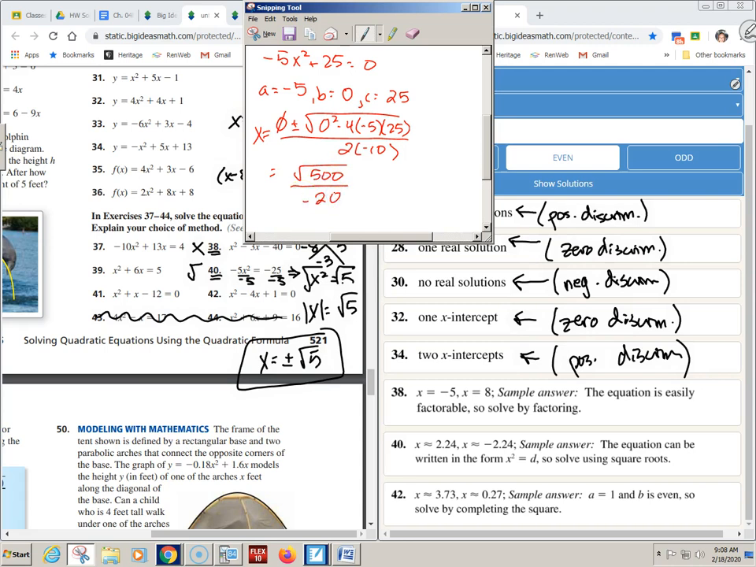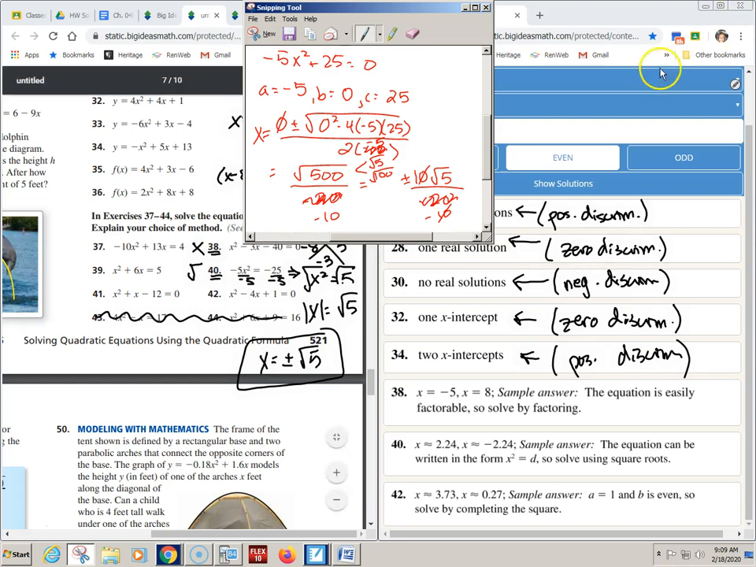It would take a little bit of work. We'd have to actually break up the 500 to be 100 times 5. I don't know how to square root that, but I do know how to square root that. 10 root 5 all over -20. Oh wait, sorry. That's a -5, not a -10. I'm silly. The 10s end up going away, and I end up with a positive-negative root 5 again. Technically a negative positive, but either way.